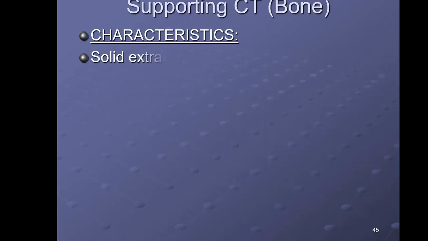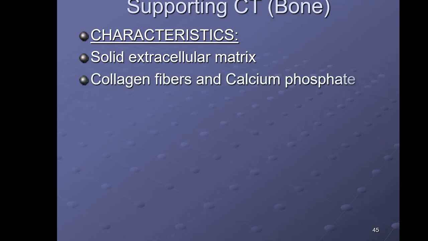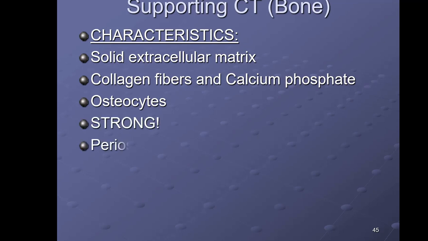So moving into bone. Bone is kind of its own topic too, so it has its own terminology. It has a solid extracellular matrix. Collagen fibers give it its strength. Calcium phosphate gives bone its hardness, mainly calcium. The cells of bone are called osteocytes. So cyte meaning cell, osteo meaning bone, and it's very strong. And its strength, again, comes from those collagen fibers. And similar to cartilage, bone has an outer covering called a periosteum.